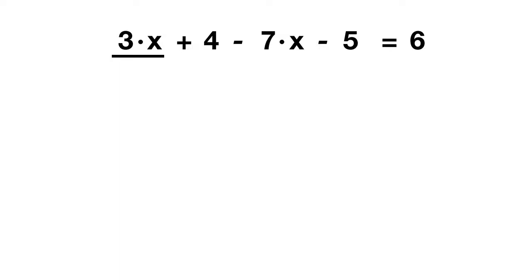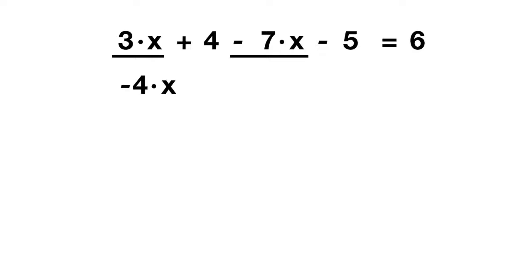Let's do one of these together. Let's look at the equation 3 times x plus 4 minus 7 times x minus 5 equals 6. Whew. Well, again, we start by looking at the things being multiplied by x. Here we have 3 times x minus 7 times x. Well, if you think 3 minus 7, you get what? 3 minus 7 gives you negative 4. So we can simplify those to say negative 4 times x.